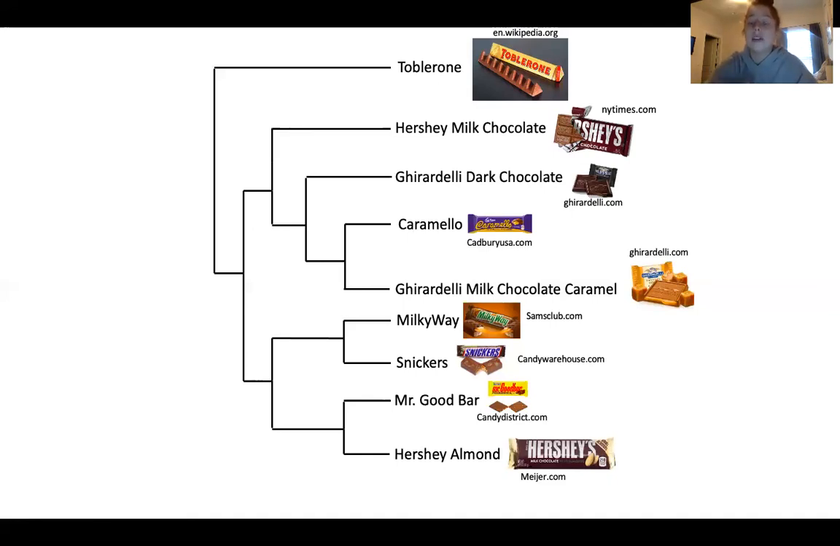So we can tell that Toblerone is our outgroup because all of the other ones are bar-like, and Toblerone is a triangle shape. So Toblerone shows that it is the earliest and everything else diverged from it because it is at the root of the tree. So remember, Toblerone is our earliest ancestor and it is the outgroup.